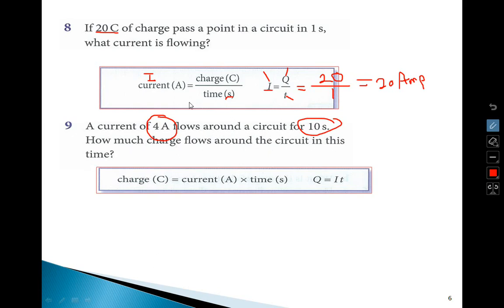So from this equation, charge Q is equal to current times time T. So Q is equal to I times T, which is 4 ampere times 10 seconds. It's equal to 40 C, 40 coulombs. Okay.